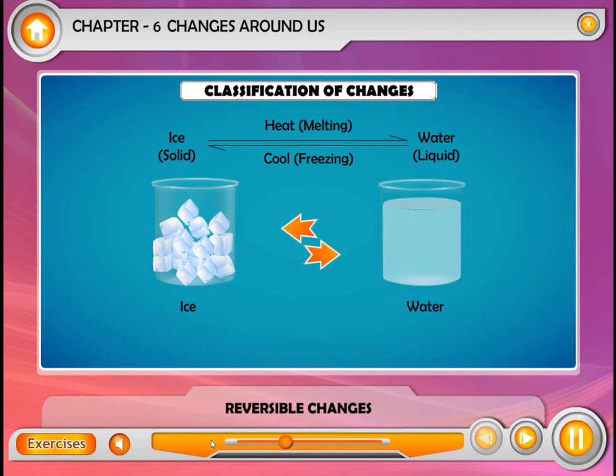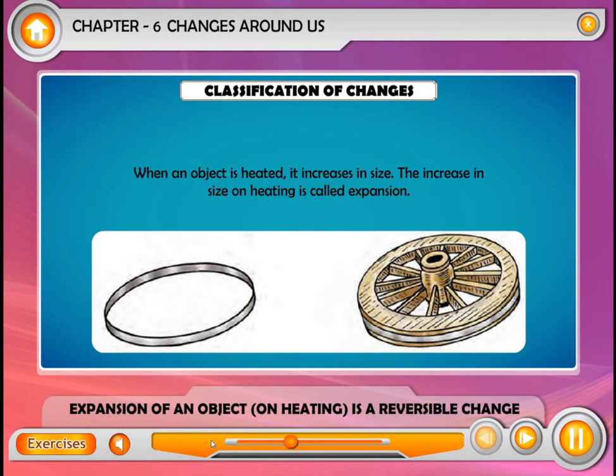This reversible change can be represented as follows. Ice, solid, when heated, becomes water, liquid. When cooled, becomes ice. It can also be represented with the help of a diagram as shown below. Expansion of an object on heating is a reversible change. When an object is heated, it increases in size. The increase in size on heating is called expansion. The expansion of an object on heating is a reversible change.